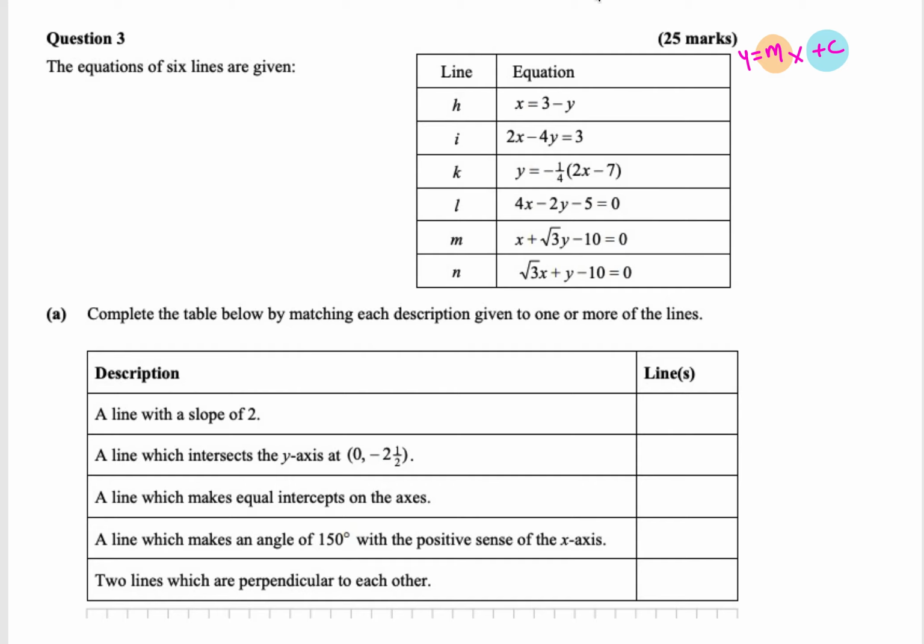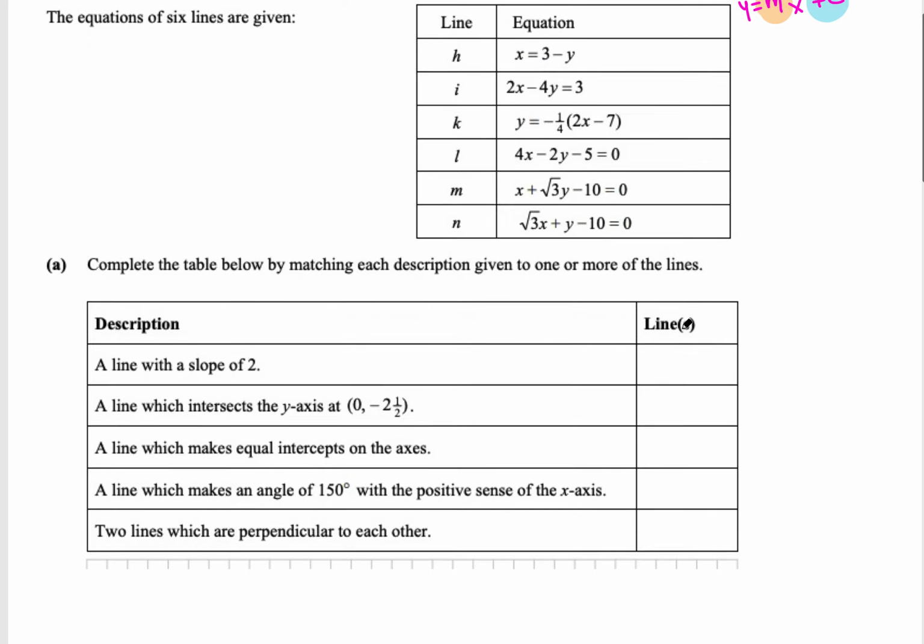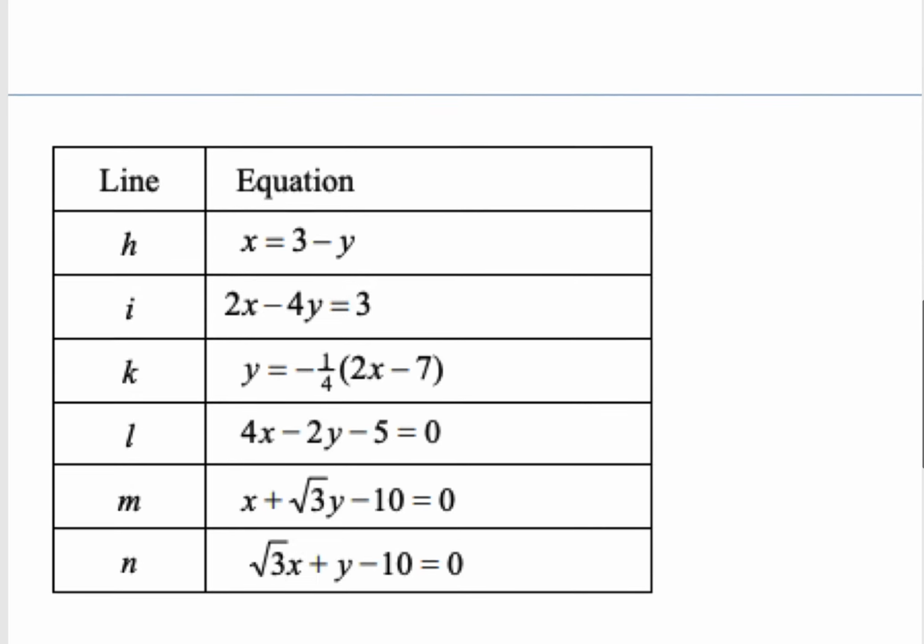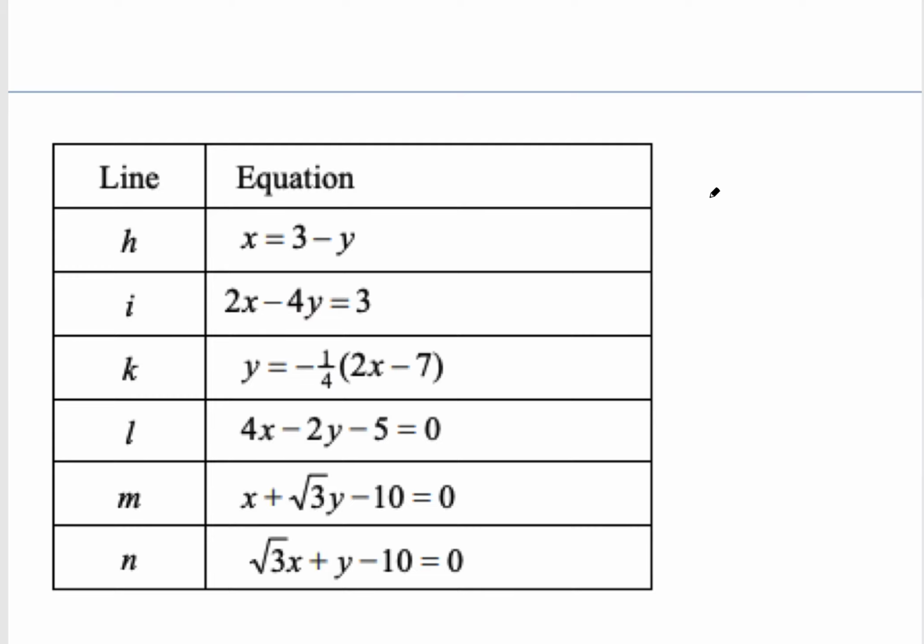Now, what you will have to do for yourself is learn how to manipulate the equation of the line and read the equation, which is y equals mx plus c. So what we have here are the equations, and what we'll need to do is rearrange each of these so that we get y equals something x plus something. So this is what I have here, I'm going to rearrange this.